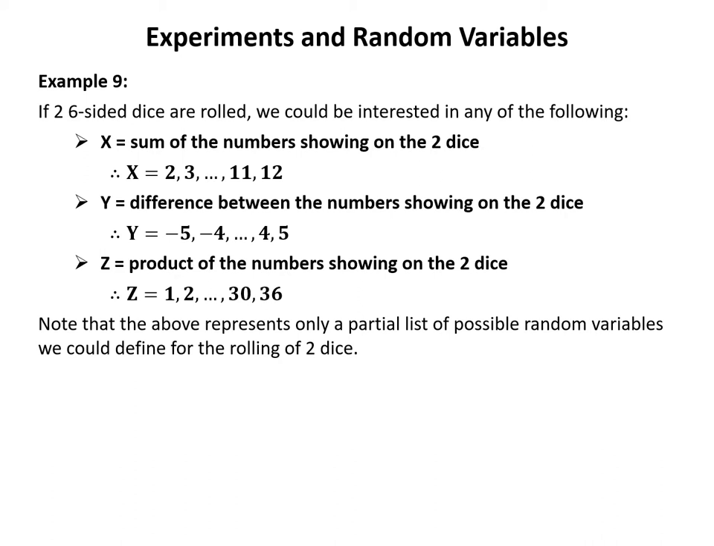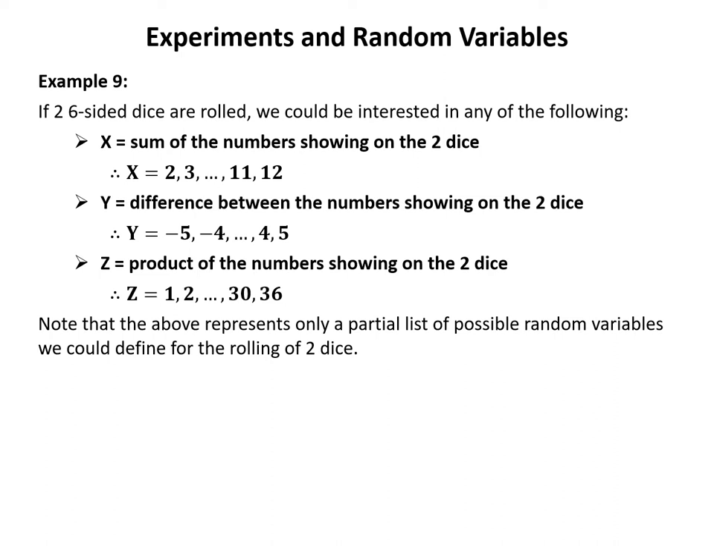Another random variable we could define is y equals the difference between the numbers showing on the 2 dice. So here we would take the first die minus the second die. So you'll see here that we can actually have negative values in this particular case, because if the first die has a smaller value, that's what happens. So for example, the most negative value here of negative 5 results from getting a 1 on the first die and a 6 on the second die. So you get 1 minus 6 is minus 5. And then if you switch those around, we would get 6 minus 1 gives us plus 5, which is the highest possible integer value. And we would be able to get all the integer values in between as well.